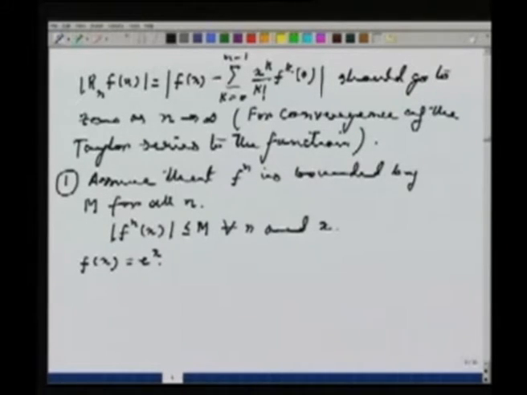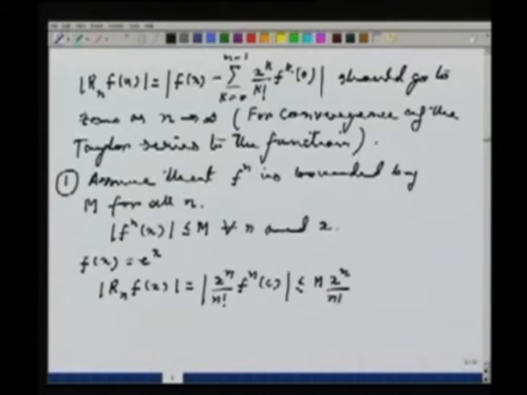But first we have to be sure that if this boundedness of the derivative is there, then I will get the convergence. Why does this happen? Because then I look at modulus of R_n f(x). What is its definition? I know it is modulus of x to the power n by factorial n times f^(n)(c). Since f^(n)(c) is bounded by M, this would mean that this is less than or equal to M times modulus of x to the power n by factorial n.